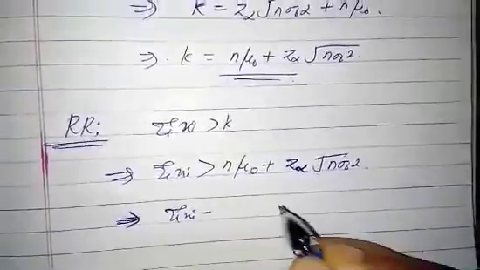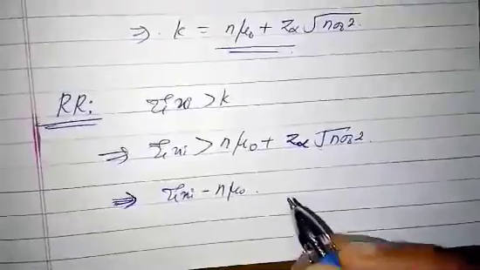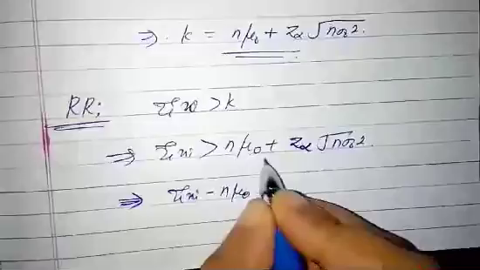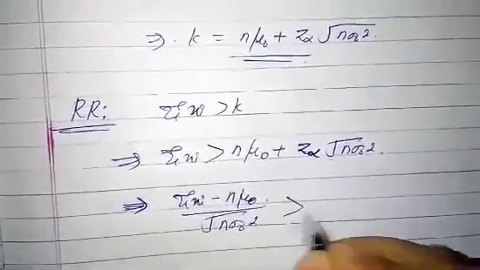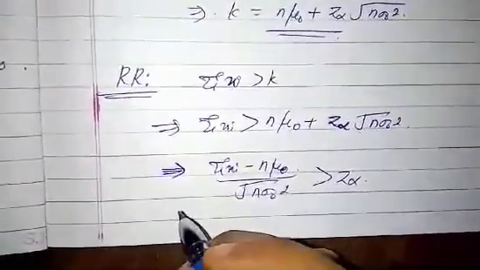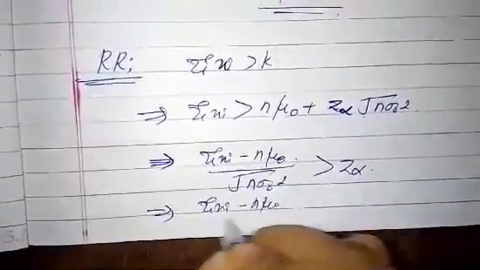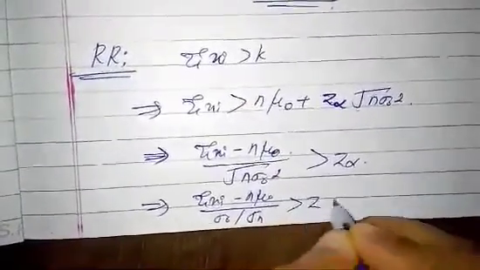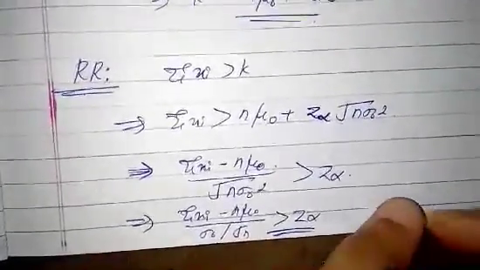Which implies summation xi minus n mu naught, sorry, n mu naught here, then divide by this term, square root of n sigma naught square, which is greater than z alpha, right? Which implies summation xi minus n mu naught divided by sigma naught times square root of n is greater than z alpha. This is the rejection region in this problem.